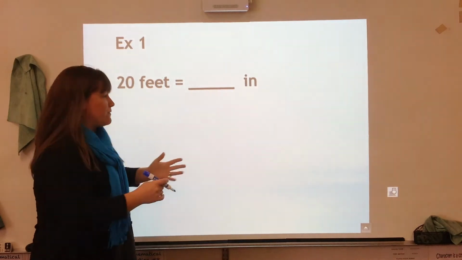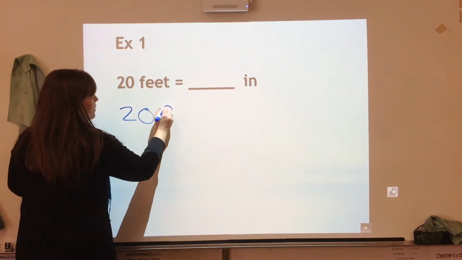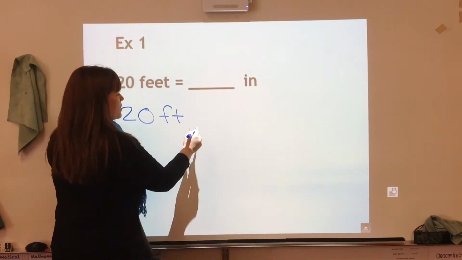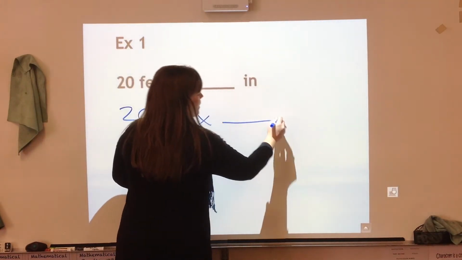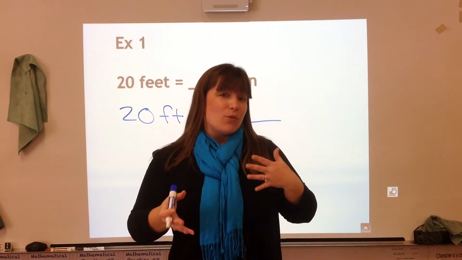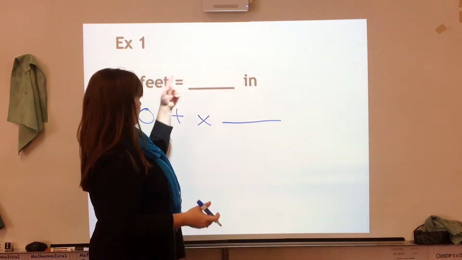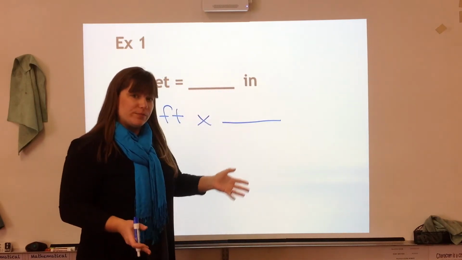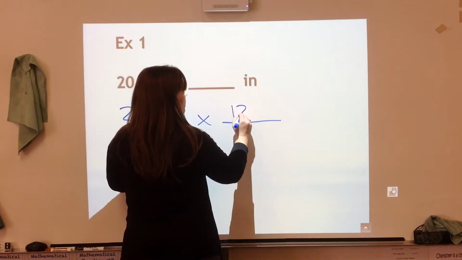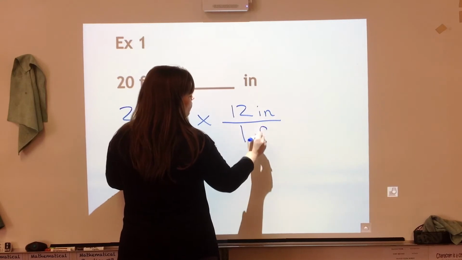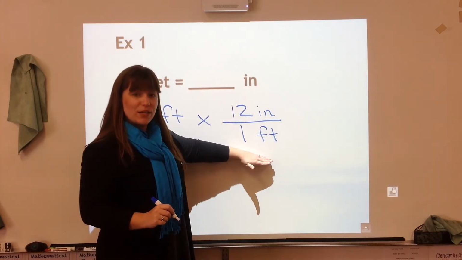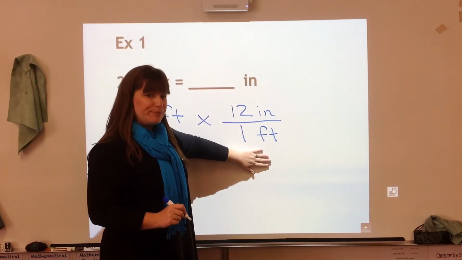We know we have 20 feet. So that's what we're going to start with, 20 feet. You can use the abbreviation, that's fine. Then we're going to multiply this by a ratio. And if I look on my conversion sheet, I can see the relationship between these two units. How many inches in a foot? There are 12. We will put the 12 inches on the top and 1 foot on the bottom. It looks a lot like a unit rate with the 1 in the denominator. So there are 12 inches in 1 foot.